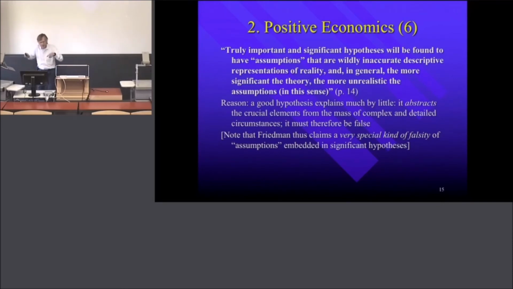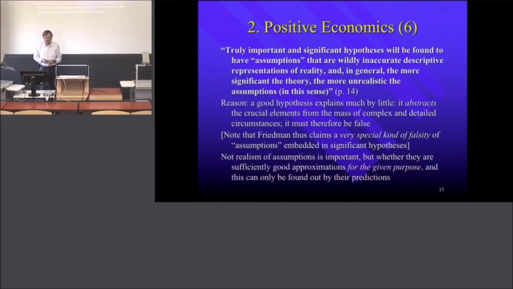But if you read that sentence immediately afterwards, when he says why this is the case, it's a very special kind of falsity of assumptions that are embedded in significant hypotheses, right? It's those false assumptions that are generated by a process of abstraction, okay? We will later see that he's not really sticking to this point, he's changing it, which then adds confusion. But here at least he says, look, it's not just any falsity, it's very special kinds of falsities, those that are generated by abstraction.